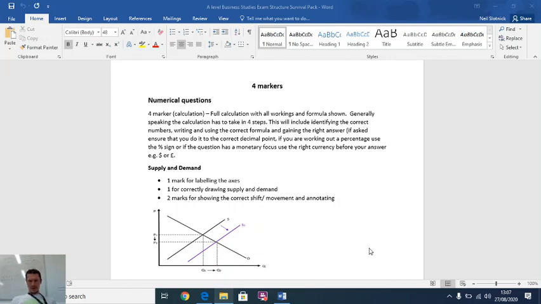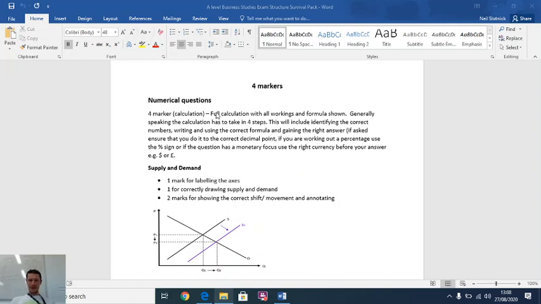Okay, so if we get started with the 4 markers, now don't forget you're going to get 4 markers on paper 1 and paper 2, and you're going to get 2 of them per question. So it's going to be 4, 4, 4, 4. You're going to have quite a lot of 4s to be doing. There are 2 types of 4 markers. They can either be numerical or they can be written. Let's just go through the structure for each.